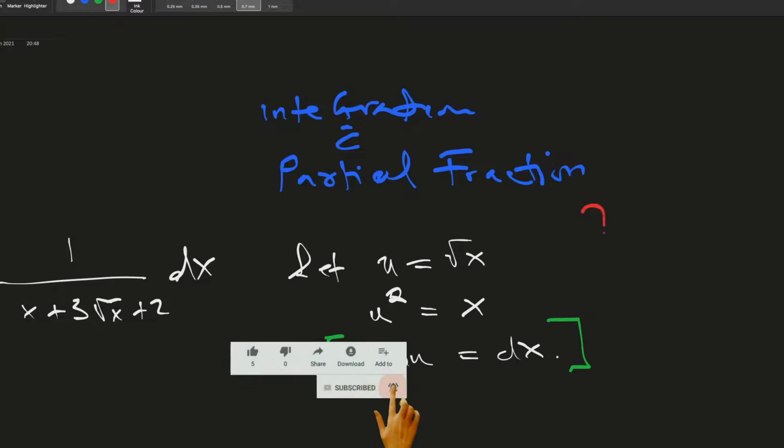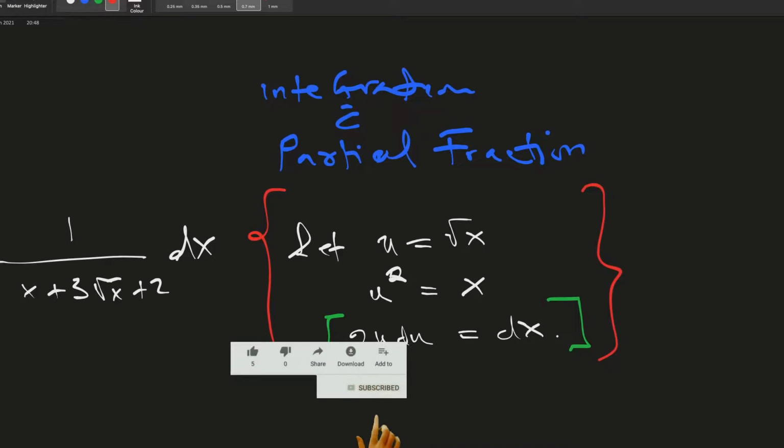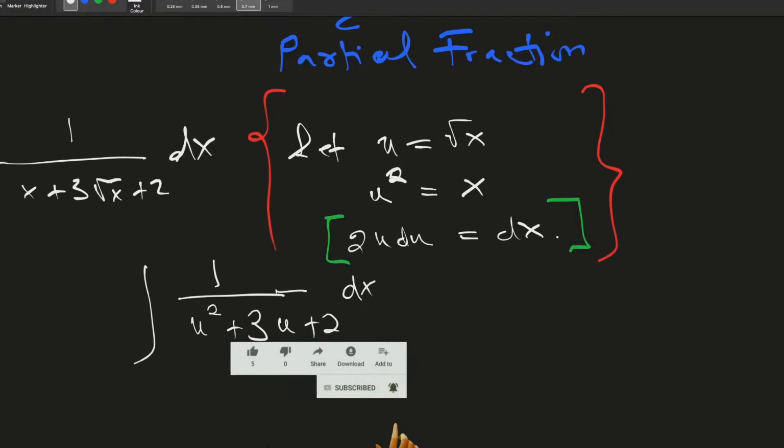you can see that these parameters that I've separated will help us, through substitution, to break the equation down. So if we substitute these into the integral, we are going to have the integral of 1 over x, which is u squared, plus 3 square root of x, which is u, plus 2 dx.